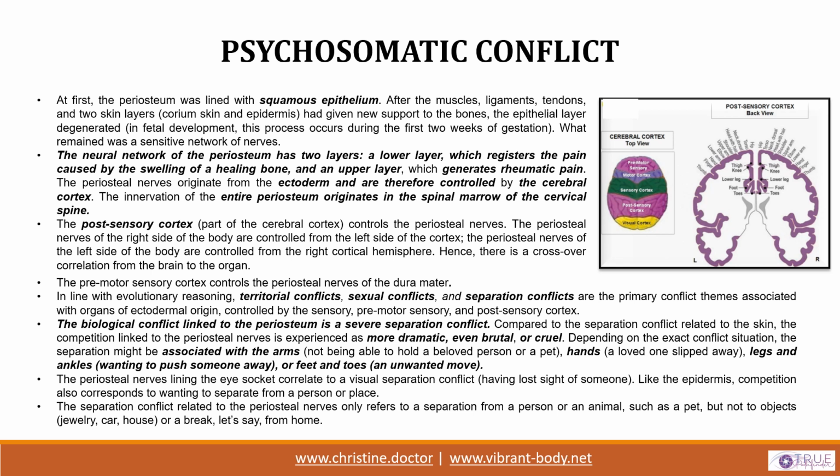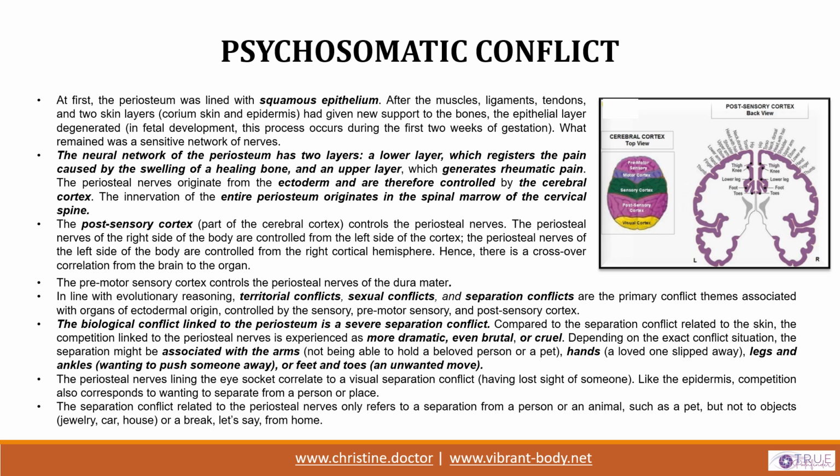The neural network of the periosteum also has two layers. A lower layer, which registers the pain caused by the swelling of a healing bone, and an upper layer, which generates the rheumatic pain. The periosteal nerves originate from the ectoderm and are therefore controlled by the cerebral cortex. The innervation of the entire periosteum originates in the spinal marrow of the cervical spine.